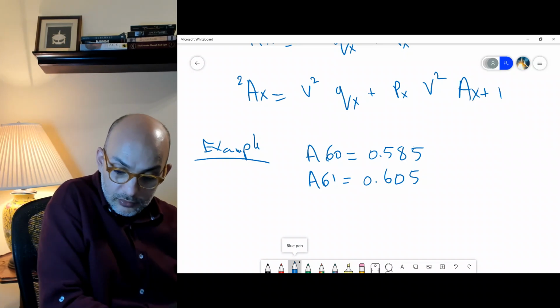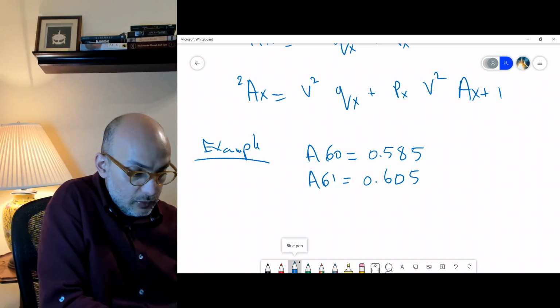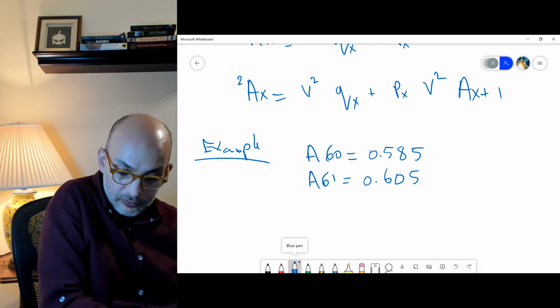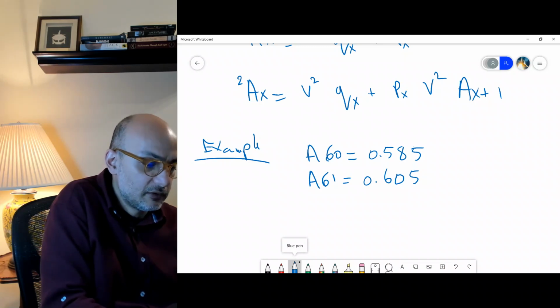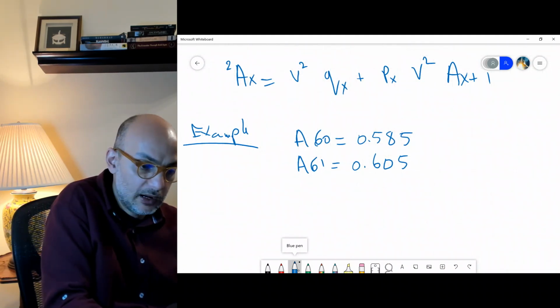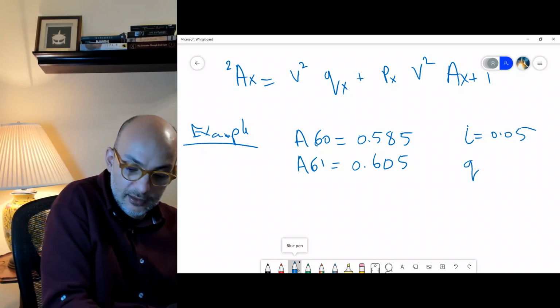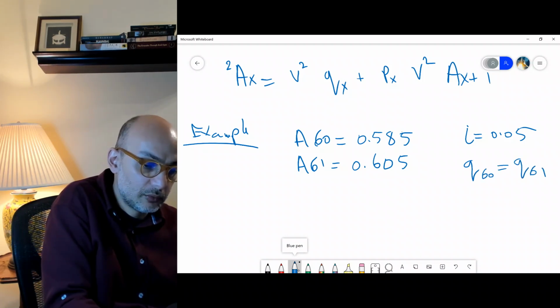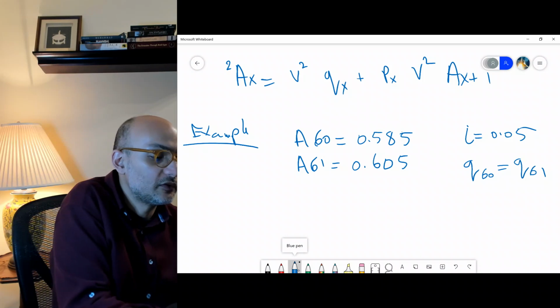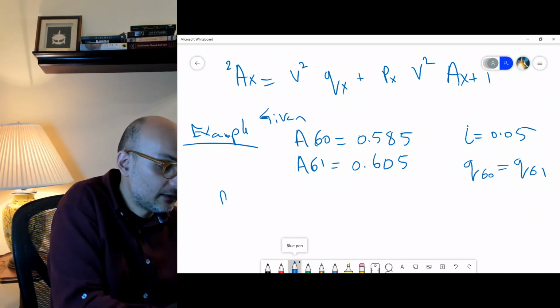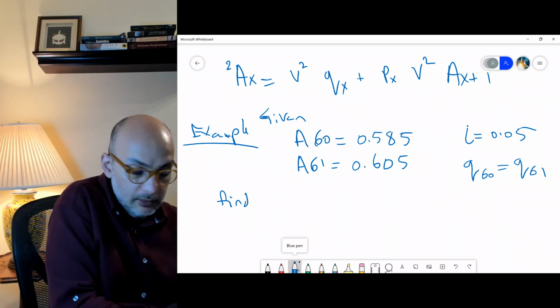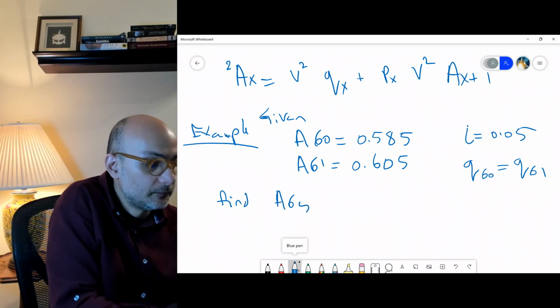Oh, so a61 is 0.605, and you are given further information that i equals 5%. What's interesting here is that the mortality in year 60 is the same as mortality in 61, so those are given. The question here is to find a62.